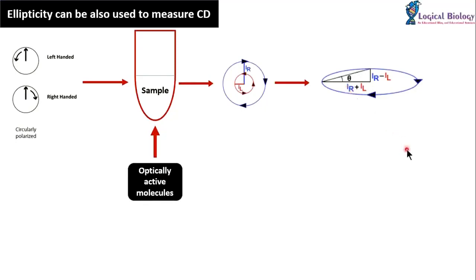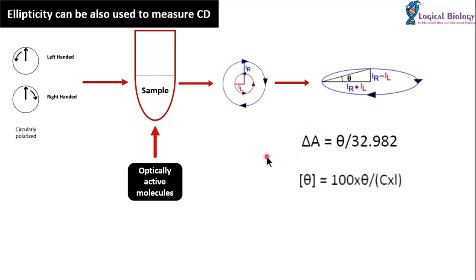So this theta can be converted into delta A also. So all the units of circular dichroism can be interconverted. The equation is delta A, that is circular dichroism, is equal to theta upon 32.982. So if we know the ellipticity, we can find out the difference in absorbance, or circular dichroism in terms of absorbance.